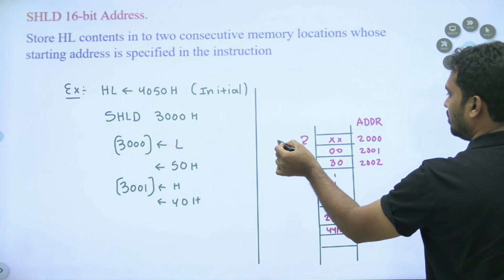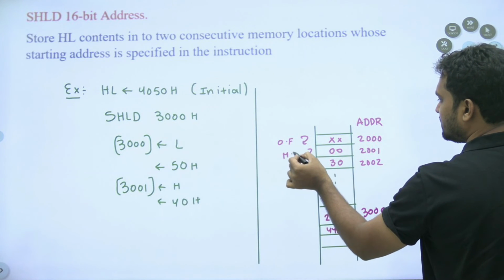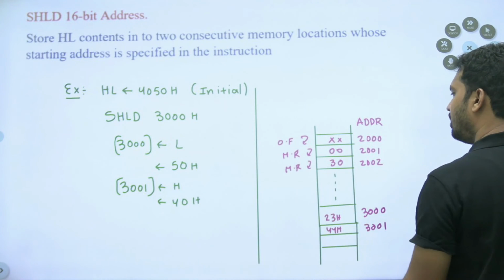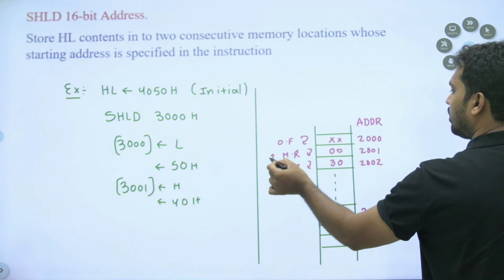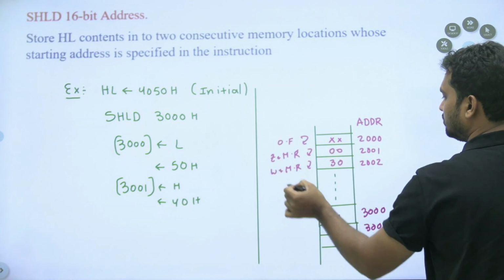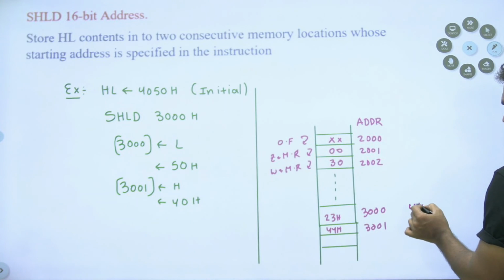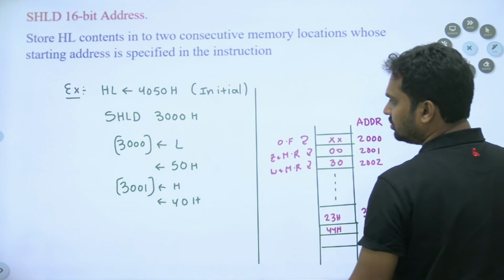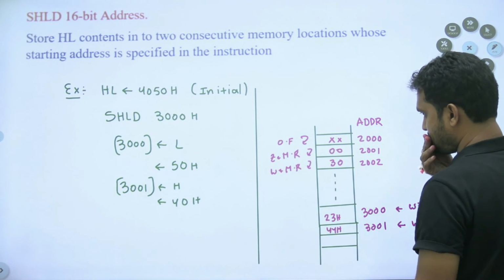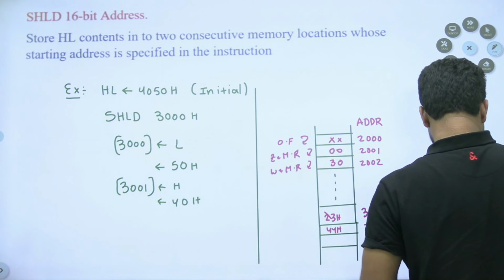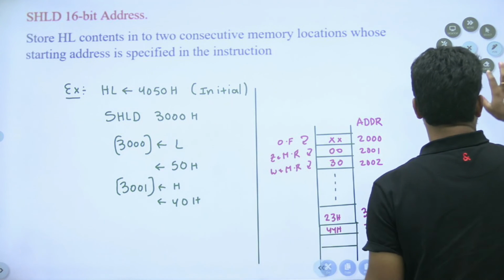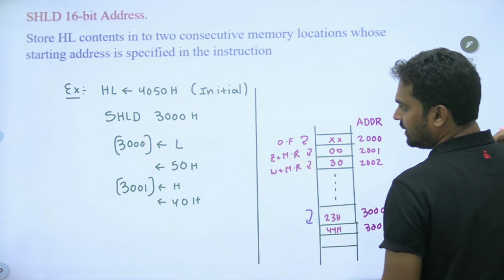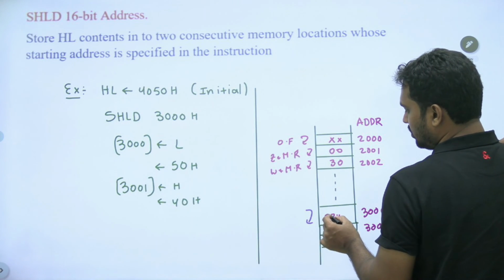Same story. First opcode fetch, then read the address, then WZ, that will be given to address bus anyway. Now H and L, L is copied to the 3000 location.